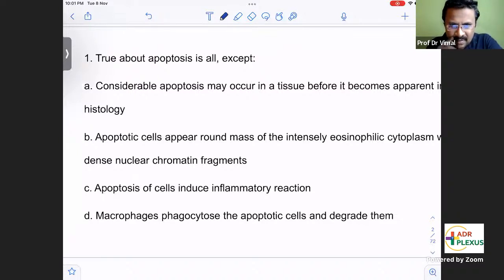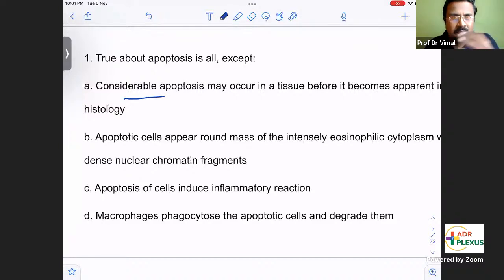Yes? What is the answer for this? True about apoptosis. All of the following are true except, which one is false in apoptosis? Yes, the answers have started coming. Yes, very good. Exactly. Correct. So the options have come. Let's see the options one by one.